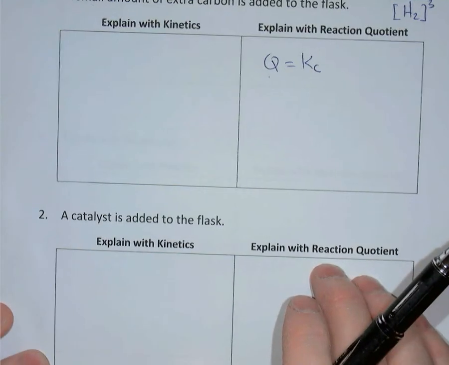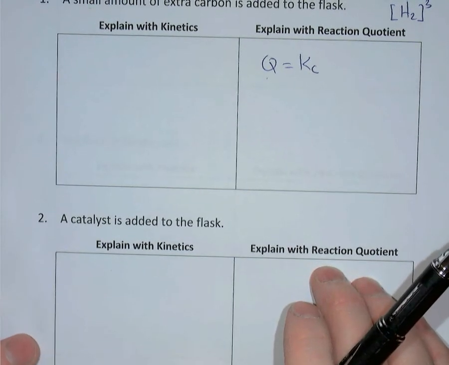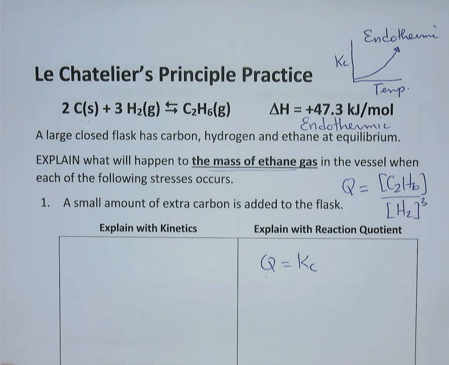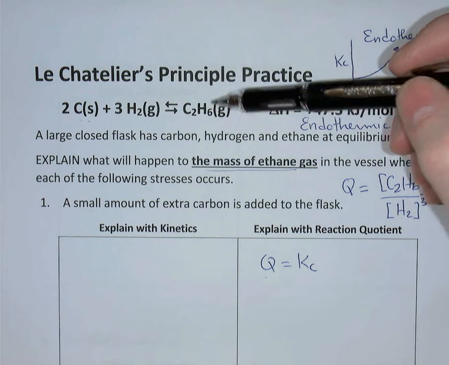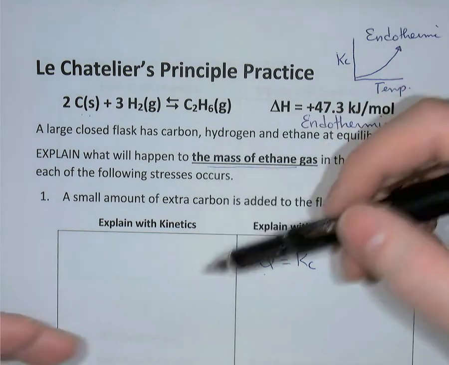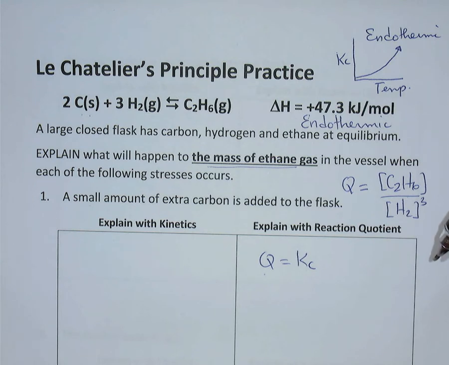The second stress, add a catalyst. If you want to pause the video and check your own understanding, if you add a catalyst to the system at equilibrium, what will happen to the amount of ethane? So from a kinetics perspective, let's talk about that first this time. Adding the catalyst will speed up both the forward reaction rate and the reverse reaction rate. The catalyst lowers the activation energy for the reaction, and that will speed up both the forward and reverse reactions, and they speed up equally.